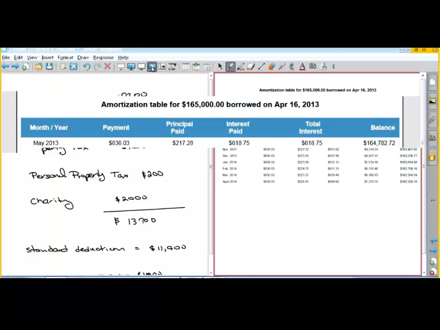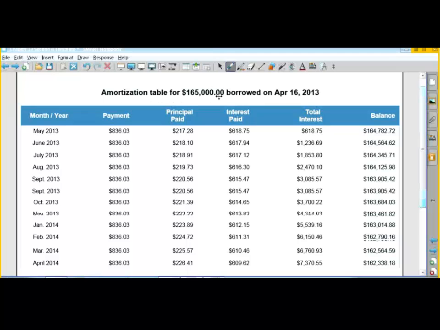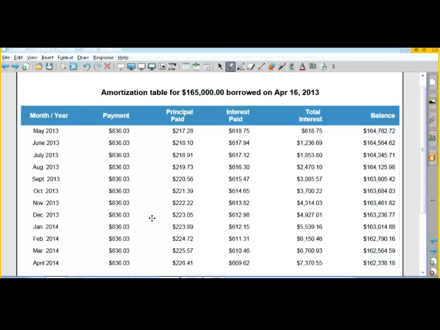And you can go online and create a table. This is borrowing $165,000, and it shows the payment schedule. You can see that the payment schedule looks exactly like the one for the car, because it's exactly the same calculation. You start with a balance of $165,000. The first month, your payment is $836.03. Your interest for that month is $618. The excess is the principal paid. That reduces your balance by that amount, so that next month your interest is a little bit less because your balance is a little bit less.